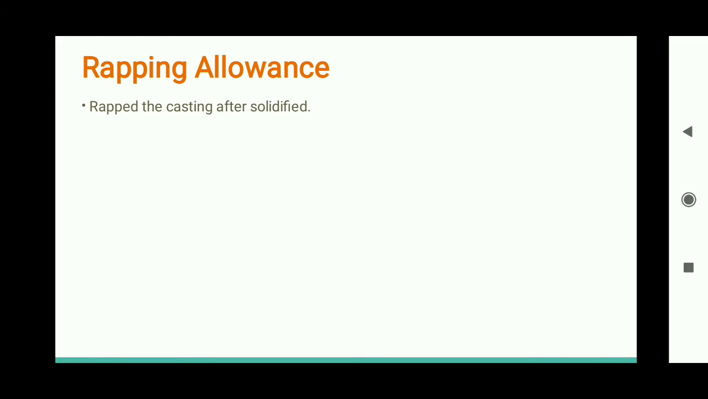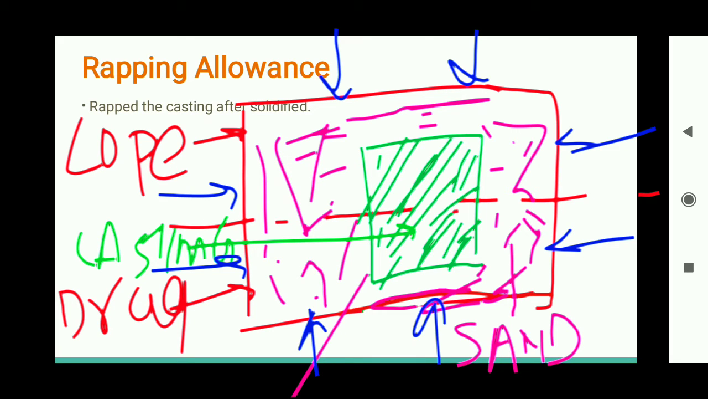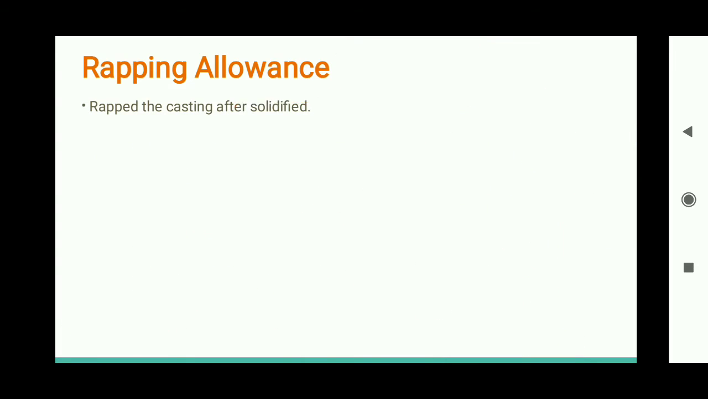Next is rapping allowance. Rapping allowance means if there is the flask, that is the cope and drag part, and in between there is a mold cavity or the casting that we have prepared, to remove it we use a hammer and hit it from outside, on all the surfaces, so that the molding sand breaks and the casting is easily removed. So these are the five allowances that we have studied.